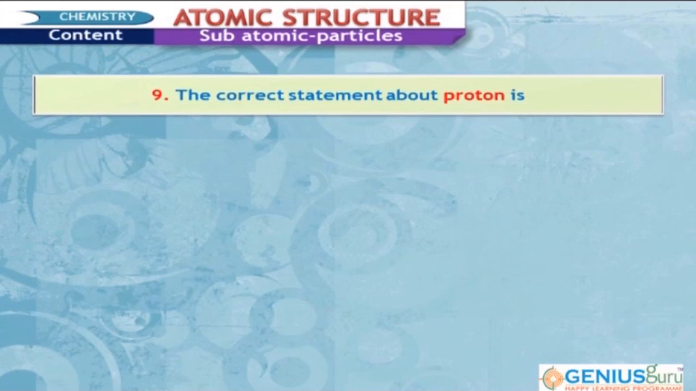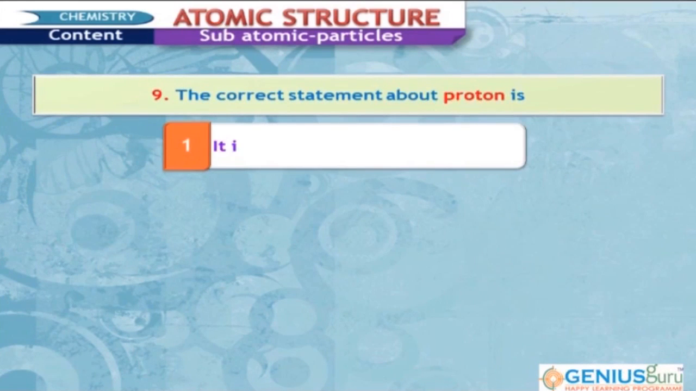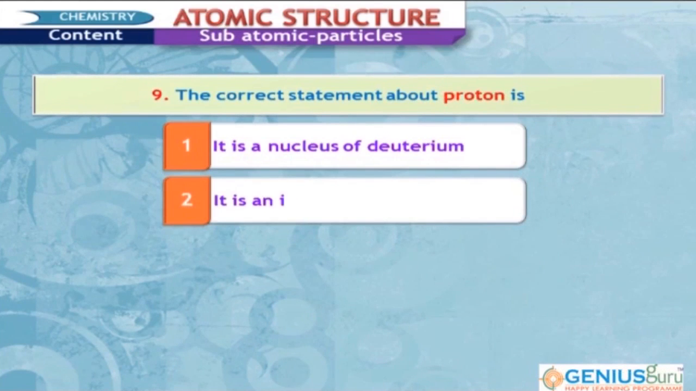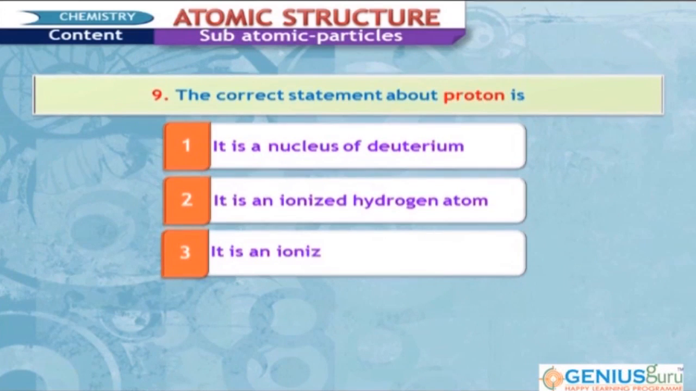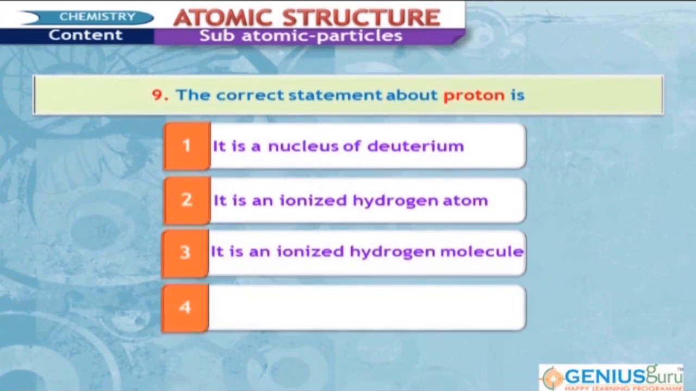The next question is, the correct statement about proton is, here are the options. The first one is it is a nucleus of deuterium. Second one is it is an ionized hydrogen atom. Third one is it is an ionized hydrogen molecule. And fourth one is it is an alpha particle.